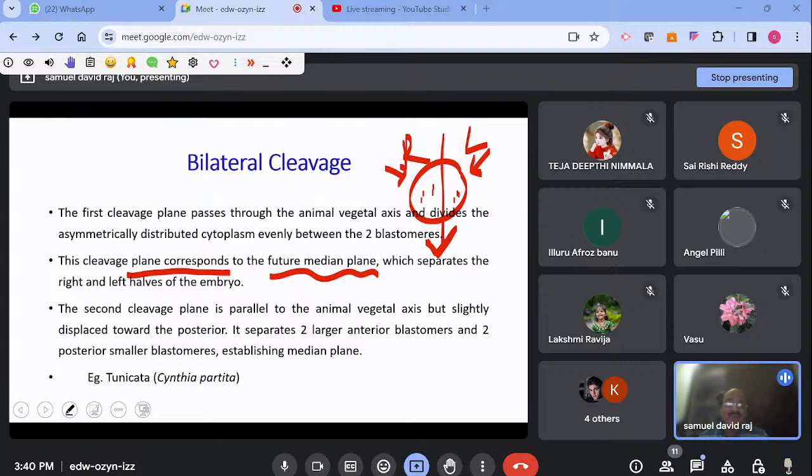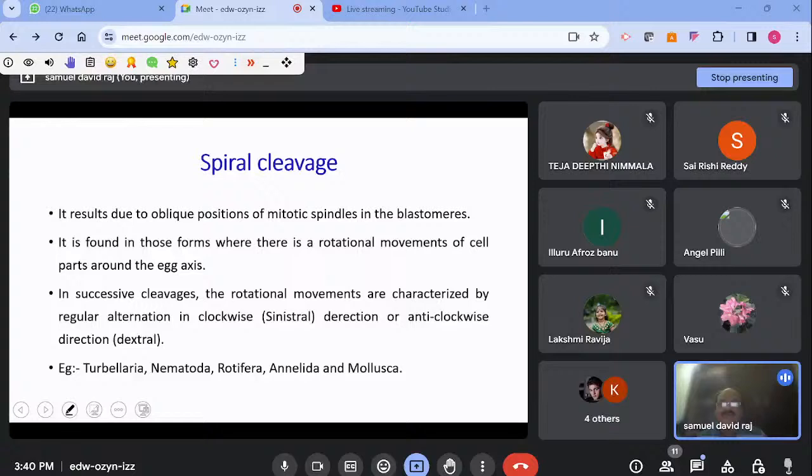Ours is said to be highly evolved, and somewhat different. Whether it is blastulation, gastrulation, even the cleavage pattern, everything is different in mammals. Bilateral cleavage is exemplified by tunicata. And coming to the spiral cleavage, when you see the term oblique, you can identify that the question is related to spiral cleavage. It results due to the oblique positions of mitotic spindles in the blastomeres.